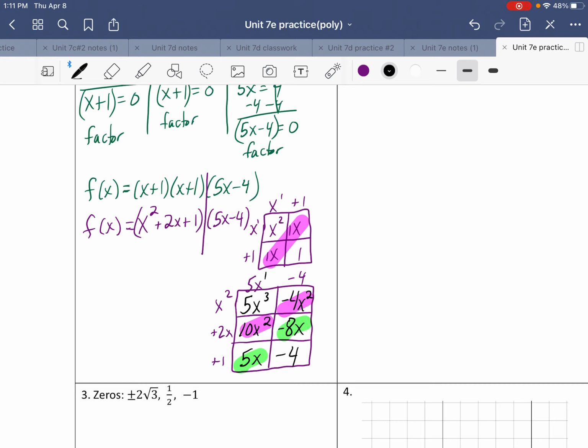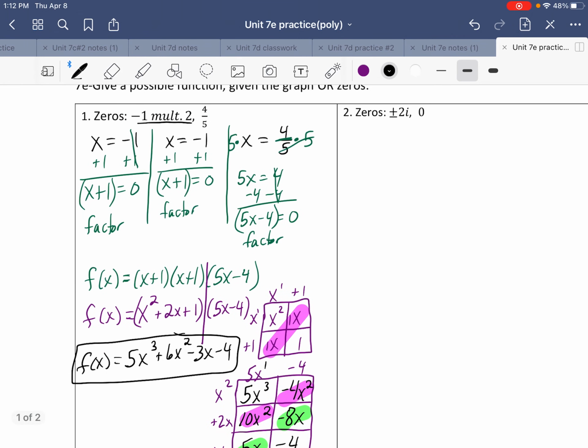So when we gather these all together, always write in standard form. You want to write the biggest exponent to the smallest. So we have 10x squared, and we're subtracting 4 of them, giving you 6x squared. 5x minus 8x is -3x, and then minus 4. And that is your polynomial for the given zeros. That polynomial would have solutions at -1, a multiple of 2, a double, and 4/5.